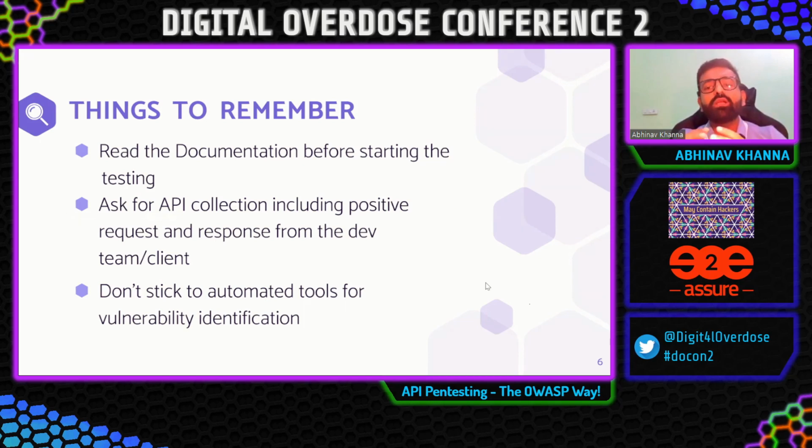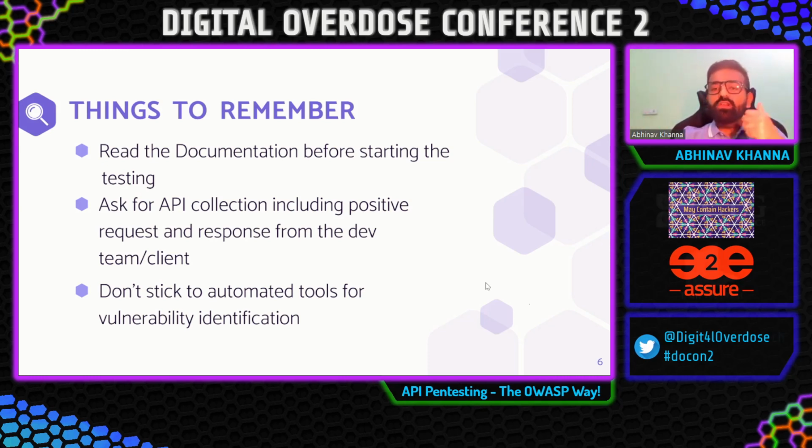The second would be to always ask for an API collection, which includes the positive response. By positive response, I mean that when there's no manipulation being done in the request, what would be the right response? And the third would be that do not stick to automated tools for vulnerability identification. When it comes to APIs, I've always found that the manual approach is the best one because we'd be able to find a lot of logic flaws if we go the manual way.